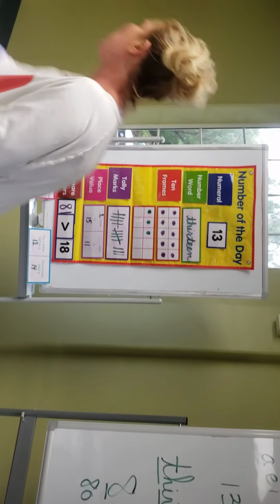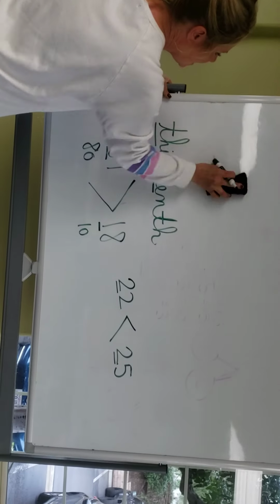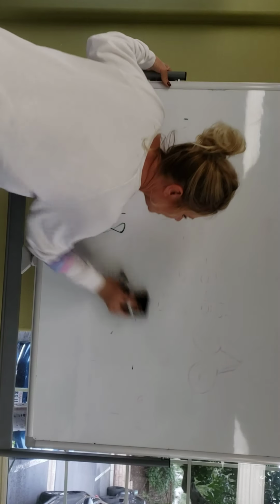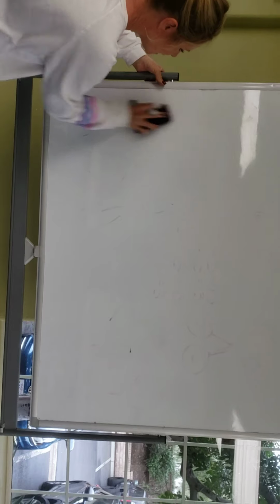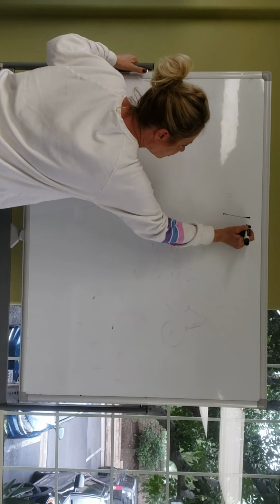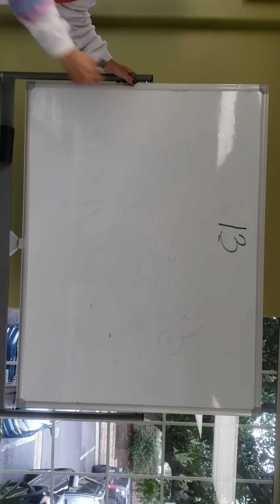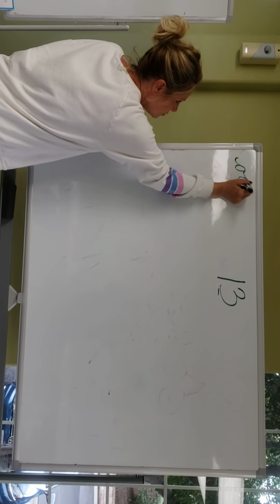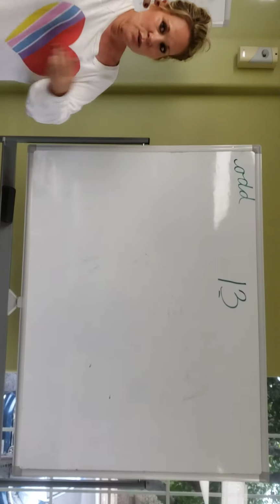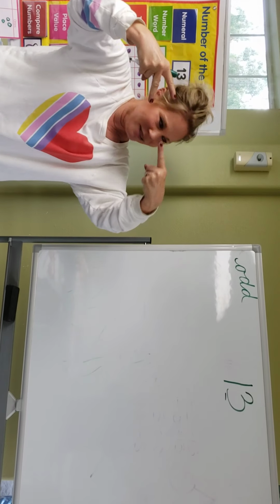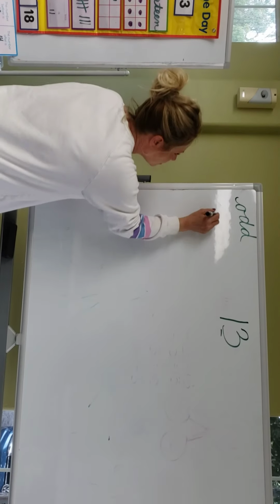Okay, let's decompose 13 real quick here. Okay, goodbye, A-E-I-O-U. Okay, here we go. 13. Let's see if it's even or odd. You guys must know because we look in the ones and we know that is odd because 2 and a 1 is 3. And that's not even, right? But we can also look at it this way.